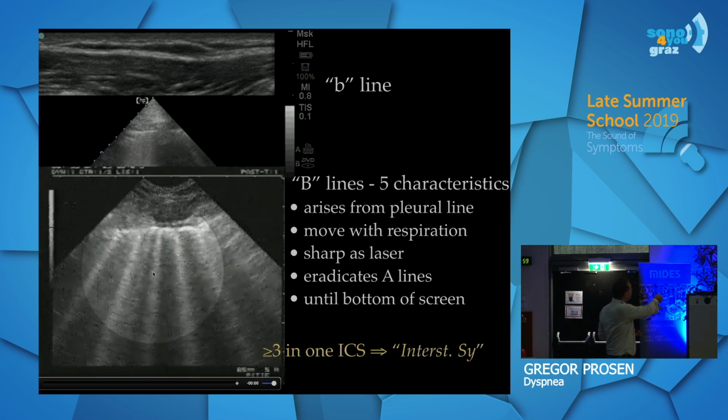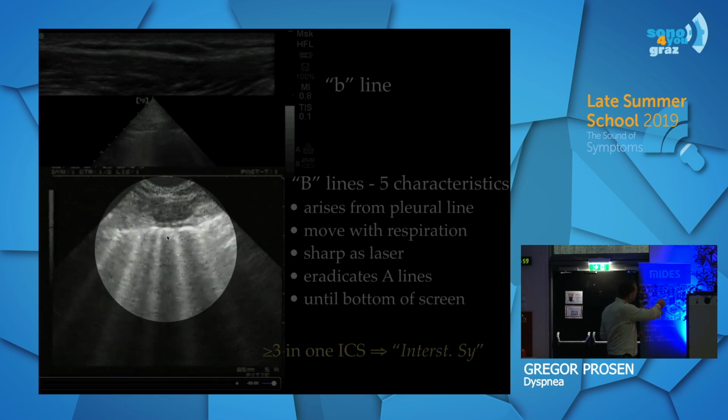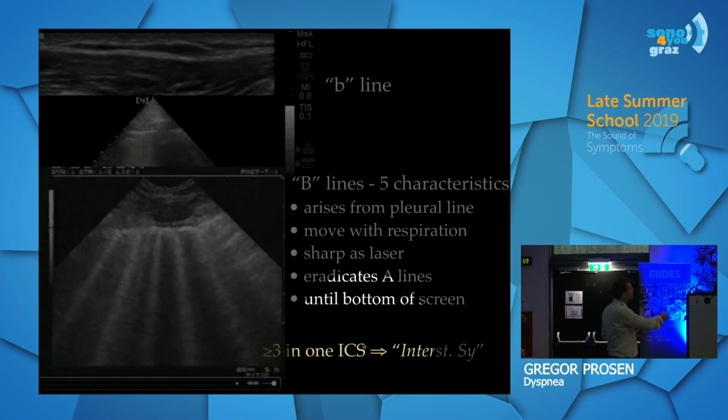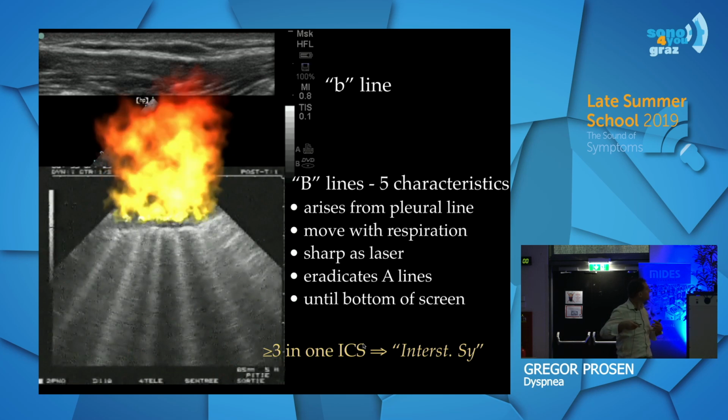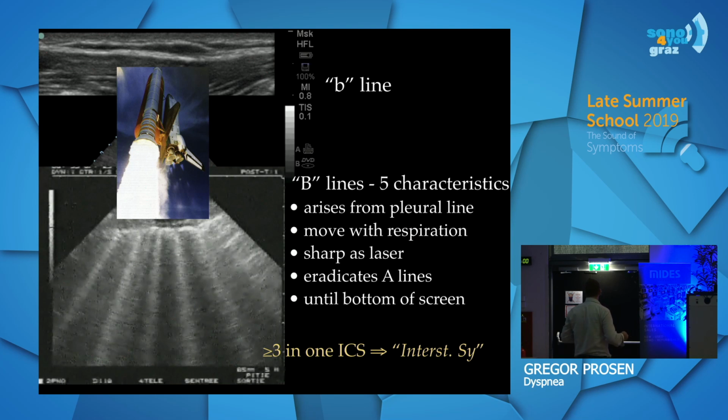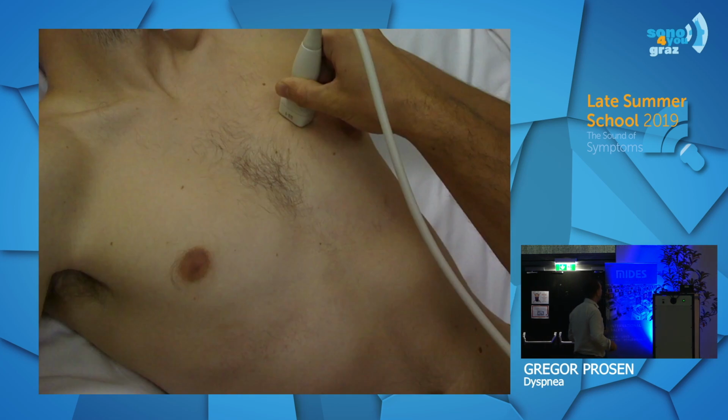And if we have 3 or more, so 1, 2, 3, 4, in one intercostal space, it's called interstitial syndrome. But interstitial syndrome at that location of the probe, okay? So you can have small interstitial pneumonia locally, but cardiogenic pulmonary edema is usually diffuse because it's a pressure problem. Agree with that? Sometimes they're also called lung rockets. I'm not exactly sure why Liechtenstein called them that, but anyhow, lung rockets.